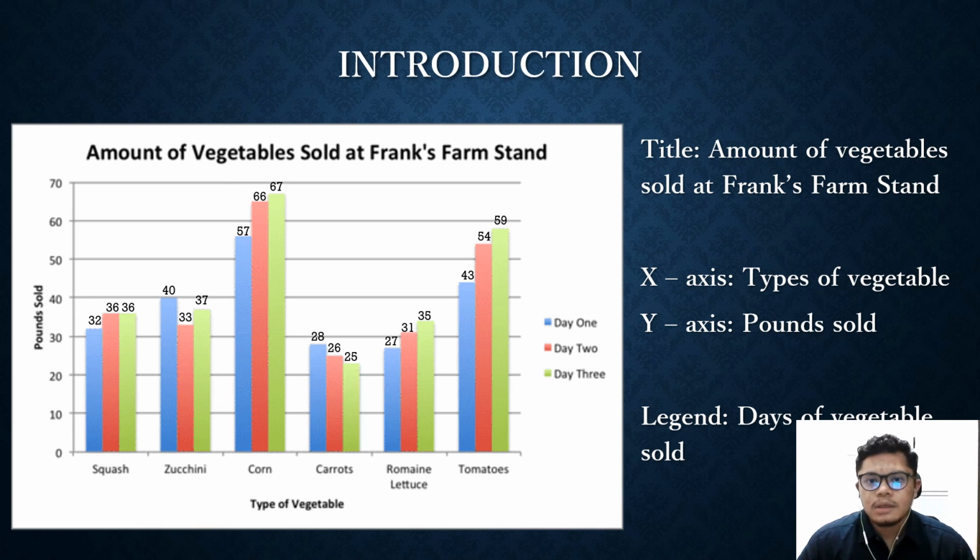Next, as you can see, the x-axis represents the types of vegetables sold at Frank's farm stand, such as squash, zucchini, corn, carrots, romaine lettuce, and tomatoes. The y-axis represents the amount of vegetables sold in pounds. As for the legends, the blue color represents day 1, the red color represents day 2, and the green color represents day 3.